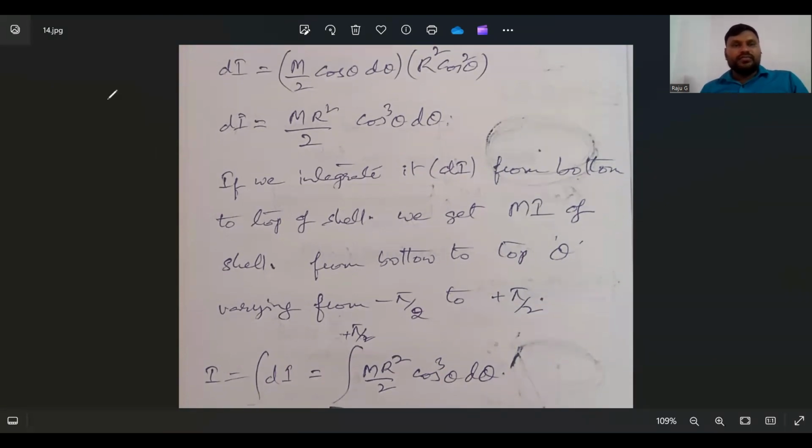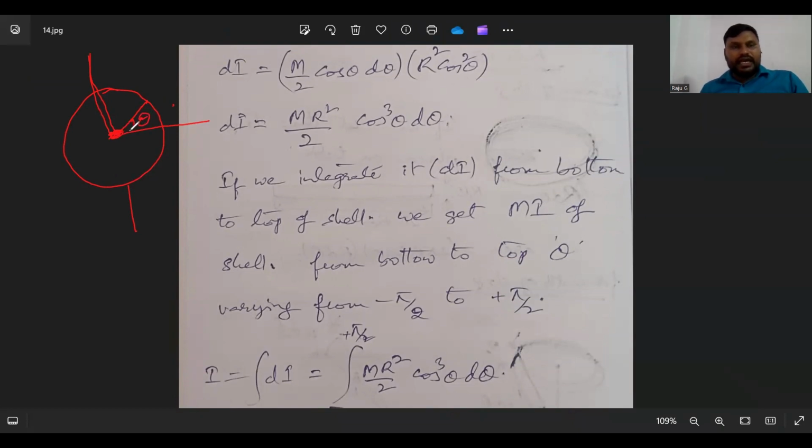See here, this is the shell. This is our axis, the axis of rotation. This is a radius which is making an angle theta with the reference line.